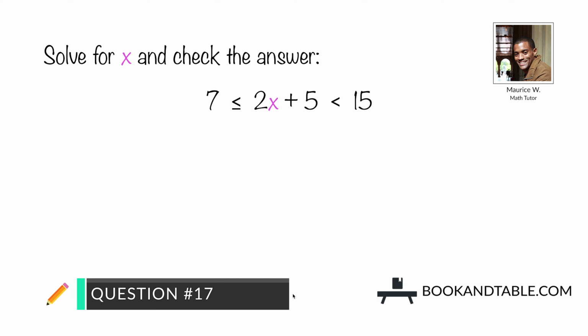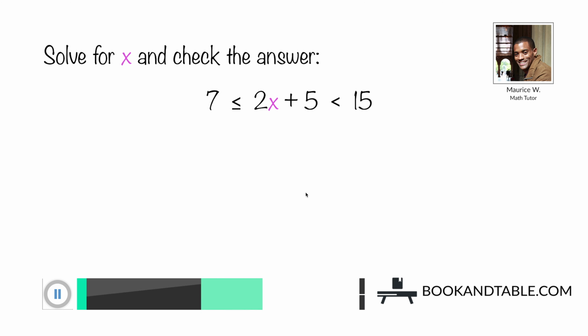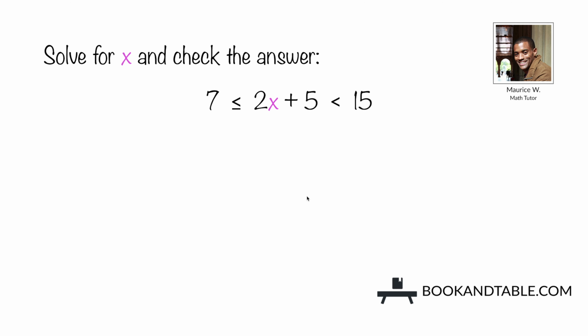Question number 17. Solve for x and check the answer. 7 is less than or equal to 2x plus 5, which is less than 15. Pause the video, answer this question, and then press play when you are ready.